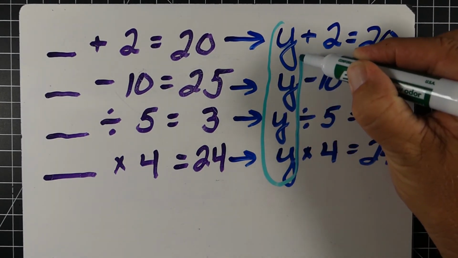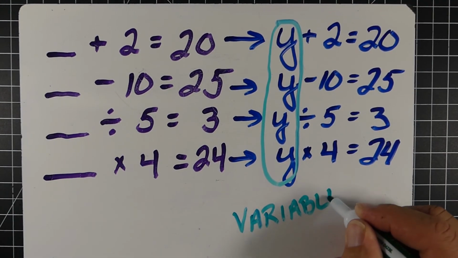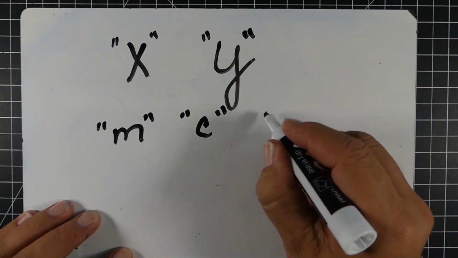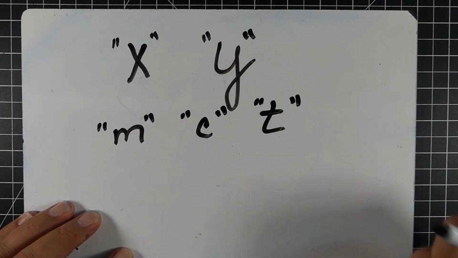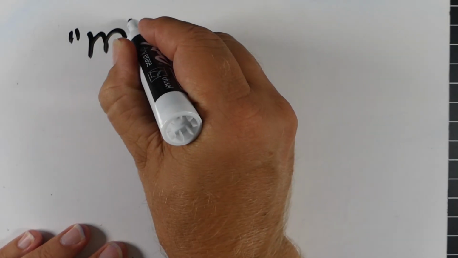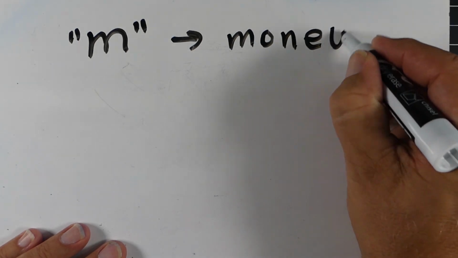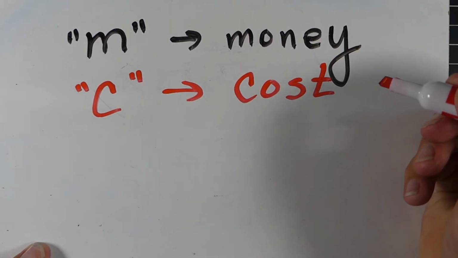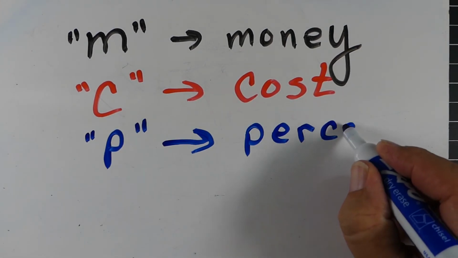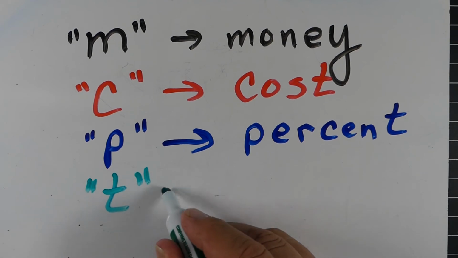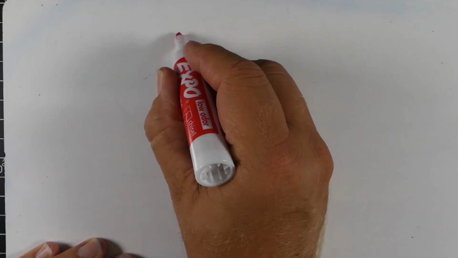Now, all those right there are variables. When you're deciding which letter to use, you can use any letter you want. I like to use letters that represent something. For example, I might use M if I was talking about money, C for cost. If I was talking about percentages, I might use the letter P. I would use T maybe if I was talking about tacos. So I try to make it relevant.